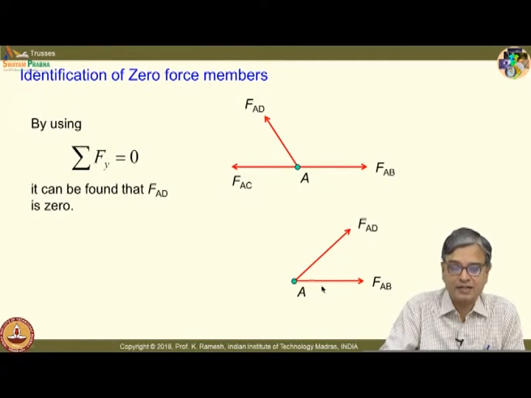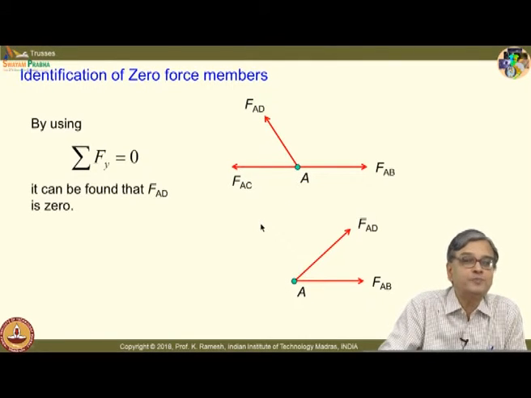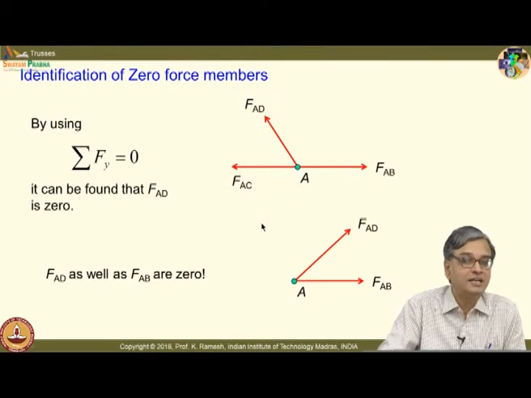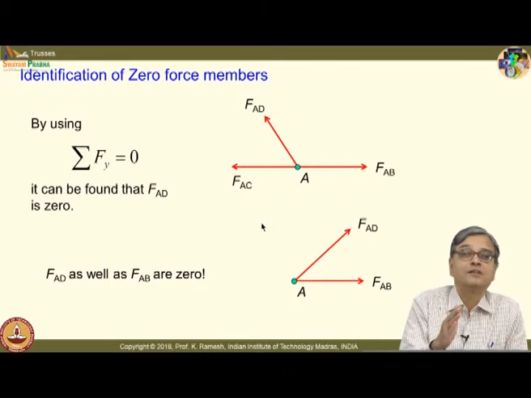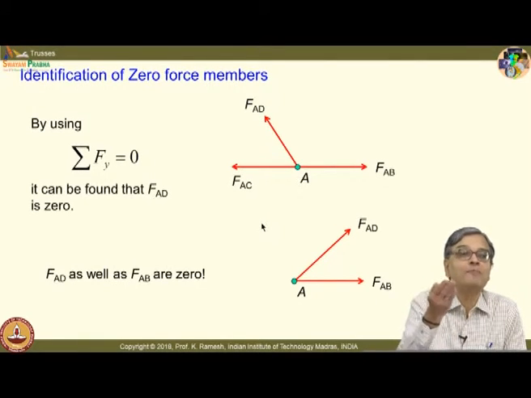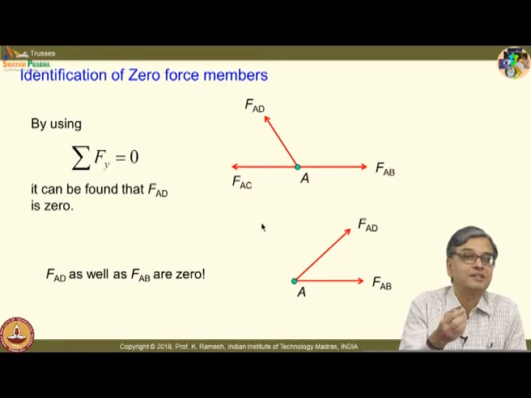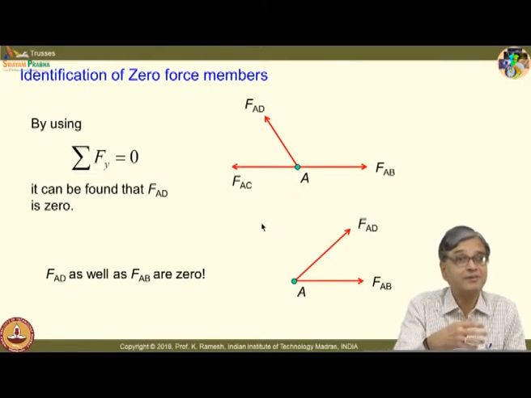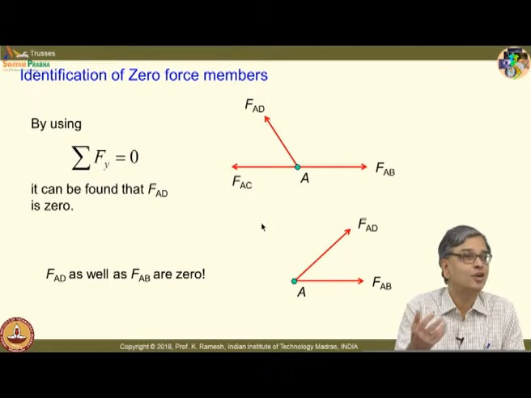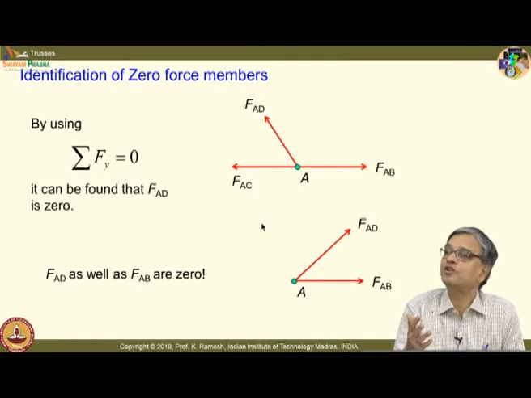Suppose I have a joint like this, with FAB and FAD forces acting like this, and there is no external force acting at joint A. Which are zero force members? Both of them are. This is to remove your mental block. We took one example of a truss, in that it so happened one member was zero force. In a truss, you can have several members carrying no load. Several members may be zero force members.